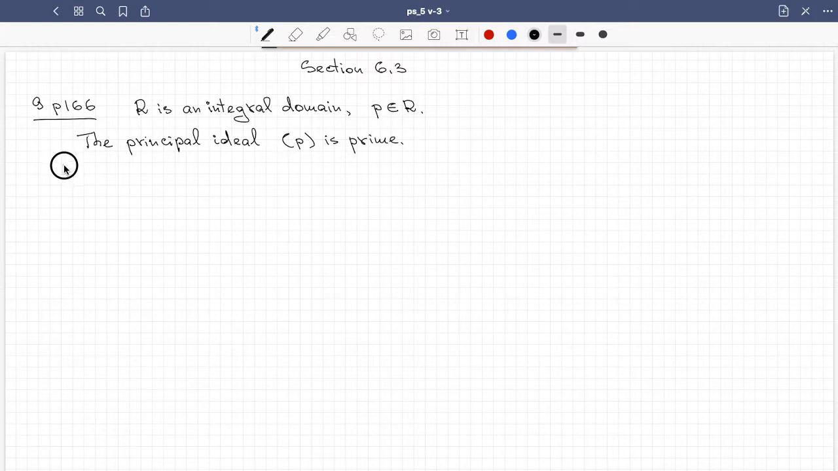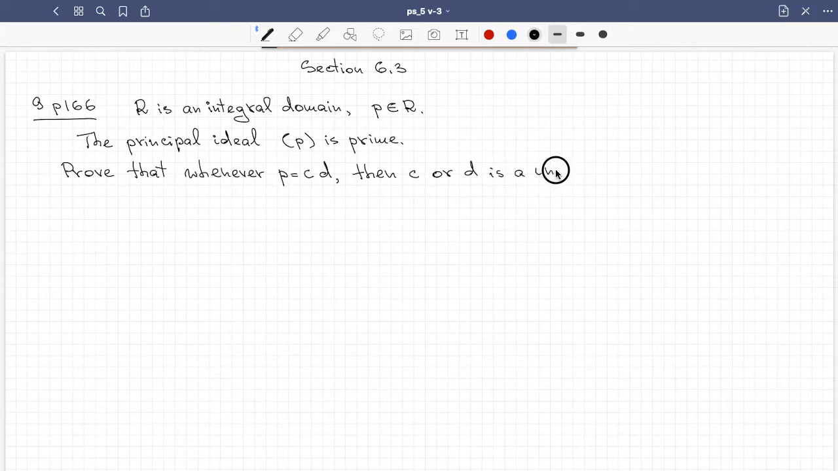Prove that whenever P is a product of two elements, C, D, then C or D is a unit in R.